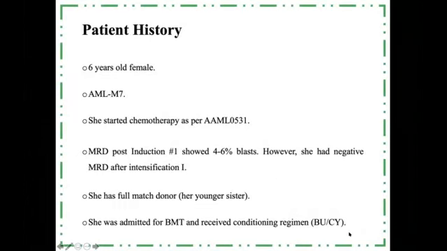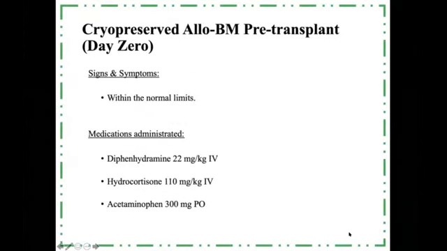So they had planned for her to have the bone marrow transplantation, and they did cross-match with her family, and she was fully matched with her younger sister. After that, she started receiving her conditioning regimen. So on day 0 of the cryopreserved allo bone marrow transplant, she was doing well, and her signs and symptoms were within normal limits, and pre-medications were given, like diphenhydramine, hydrocortisone, and painkillers.